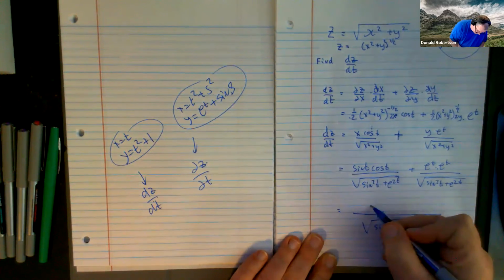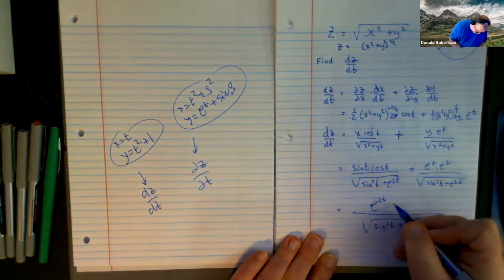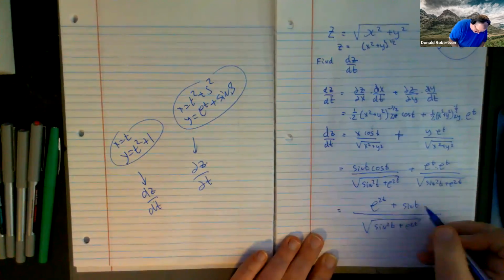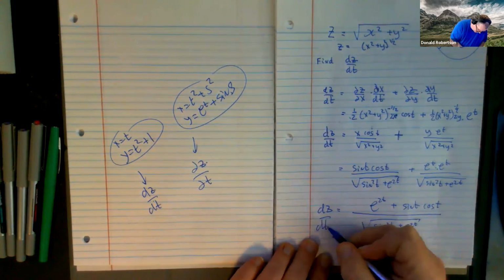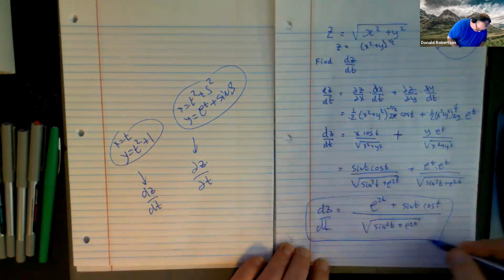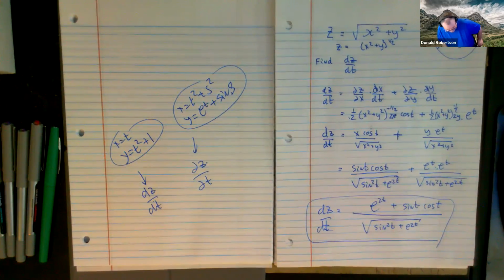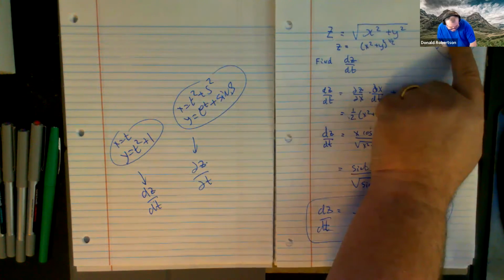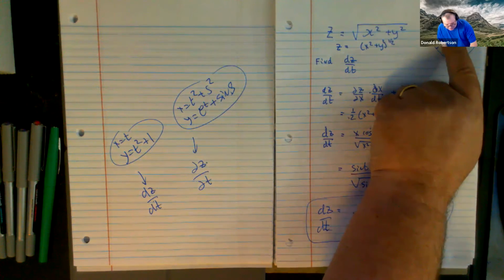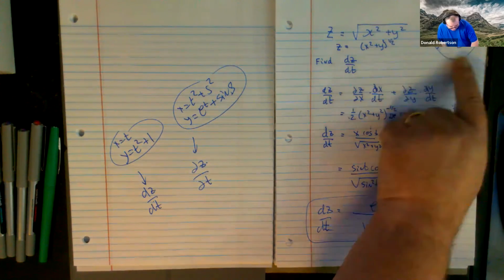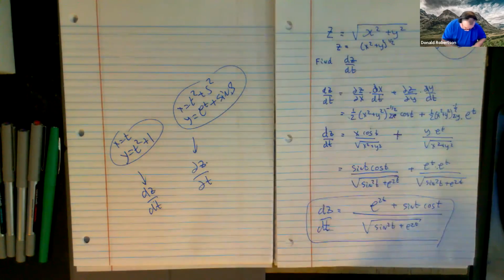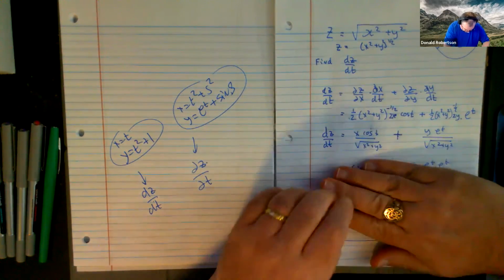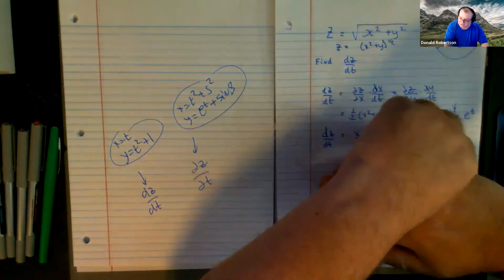And this guy is e to the 2t, and this guy is sine t cosine t. So that would be, in my world, the style point version of this answer. However, if you get a question where x is in terms of 2 or 3 variables, like maybe sine t plus r squared and e to the t minus 4r, it's totally okay to leave your answer with x's, y's, r's, s's, and t's, right?